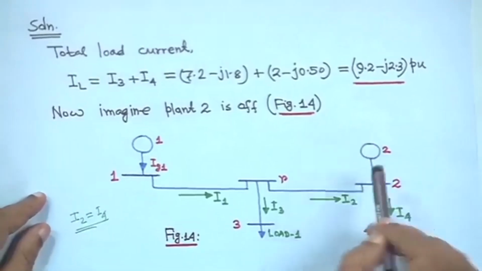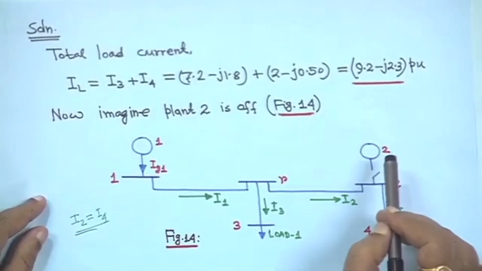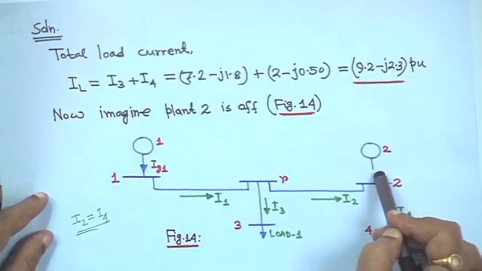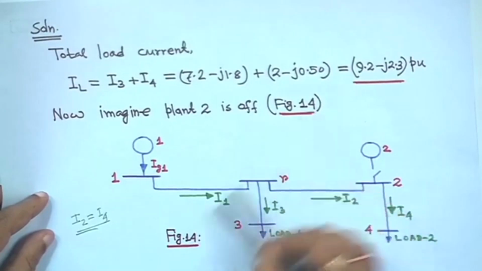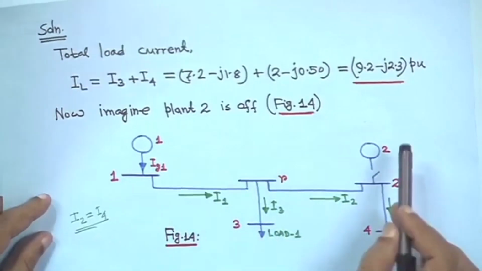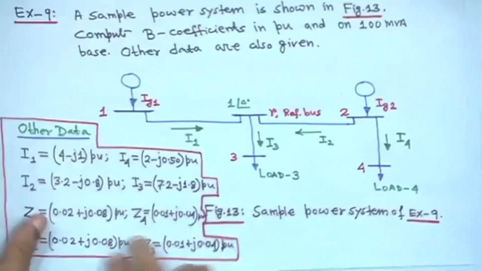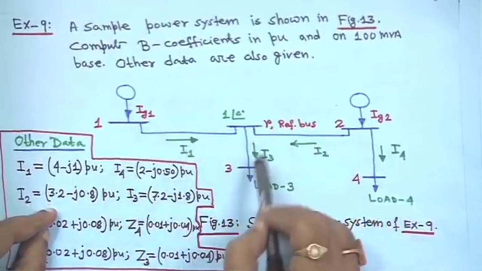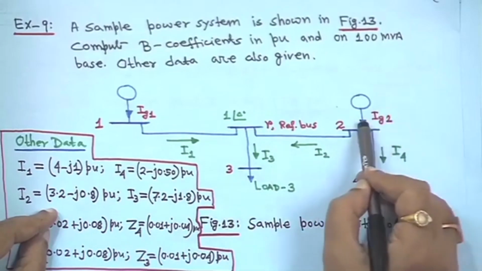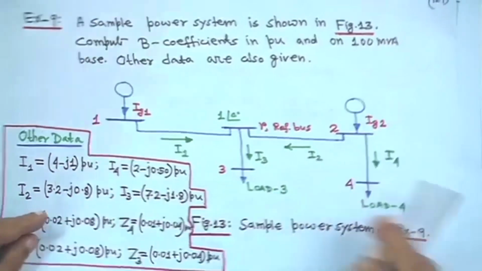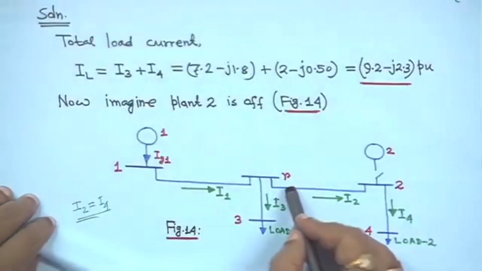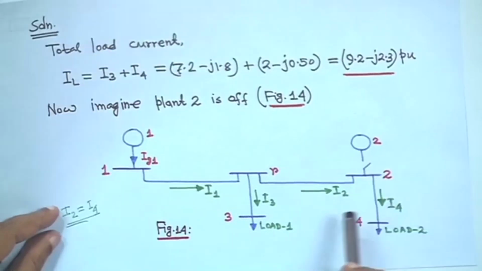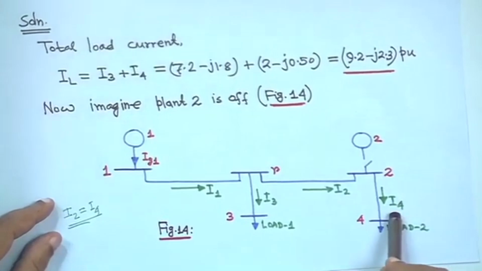Now, we will do the same way we derived the formula. Imagine plant 2 is off, that means generator 2 is not there. This is figure 14. As soon as generator 2 is off, the direction of the current will change, because current will flow only from generator 1 and go to the load this way. So the direction of the current is changed, and I2 is equal to I4.